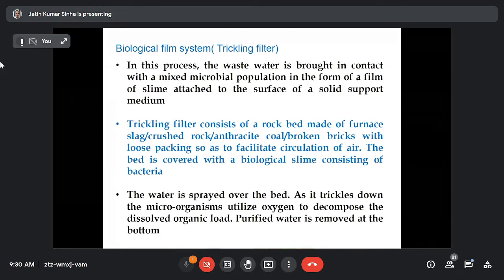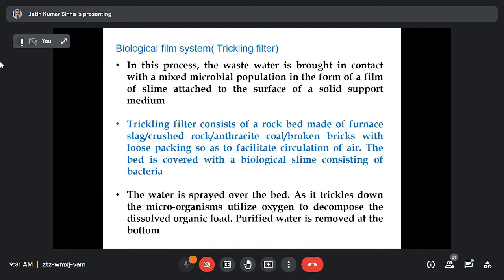So the first biological treatment we'll be discussing is the trickling filter method. In this process, the wastewater is brought in contact with a mixed microbial population in the form of a film of slime attached to the surface of a solid support medium. A trickling filter consists of a rock bed made of furnace slag or crushed rock or anthracite coal or broken bricks, with loose packing so as to facilitate the circulation of air. The bed is covered with a biological slime consisting of bacteria.